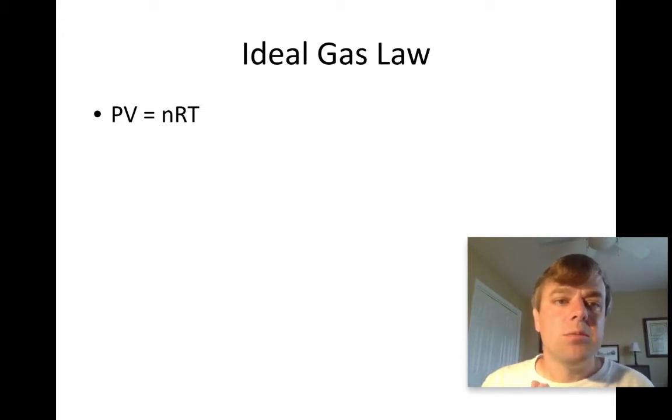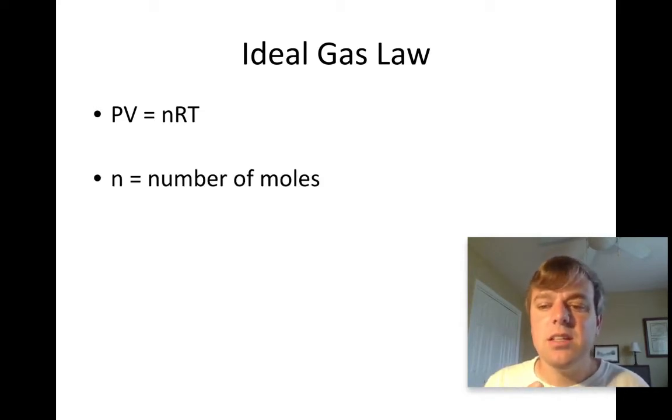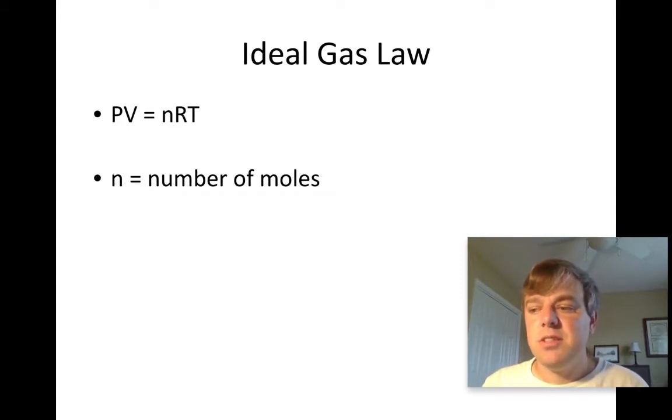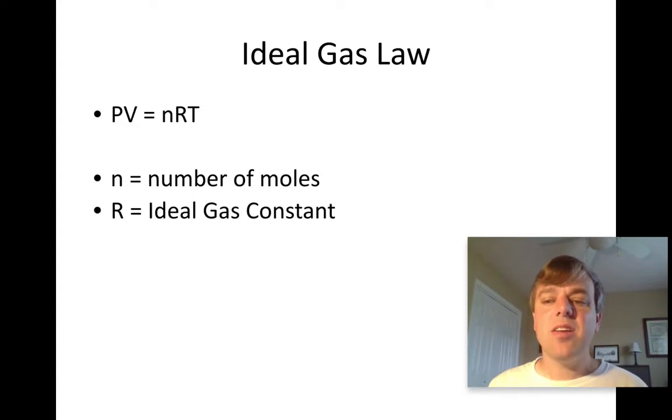So P is pressure in this equation, V is volume in liters, T is temperature, and then n is number of moles. And I know that some of you don't like moles, but they're back again. n is number of moles. And the other thing, R, is our ideal gas constant.